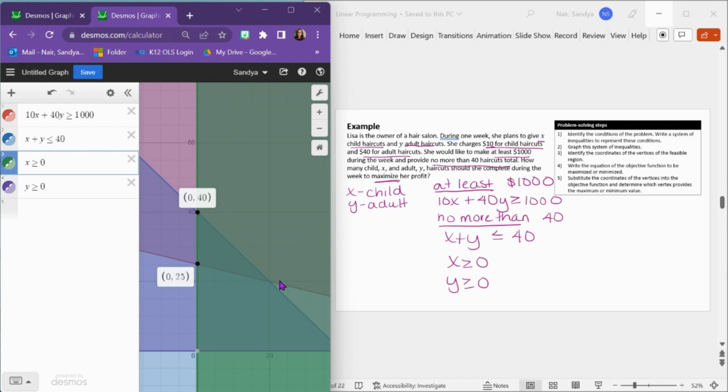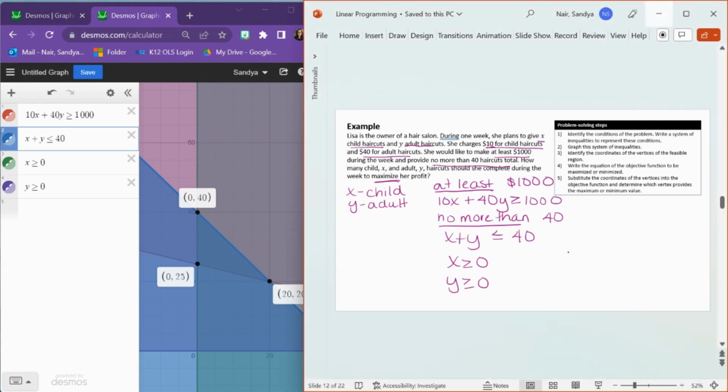So let's click on those points to find those vertices, and now we need our objective function, right? So the objective function, well, we want to talk about her profit, okay? So her total profit, f of x y, is going to be the money she gets from a child haircut plus the money she makes from an adult haircut. Okay, so f of x y is going to be 10x plus 40y.